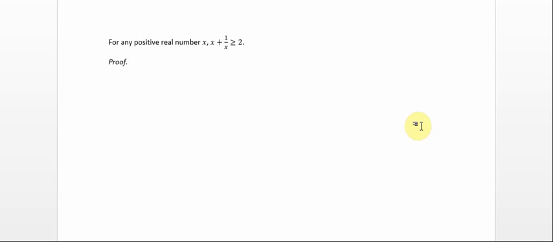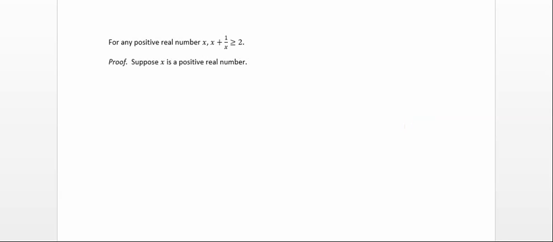Now, how do we go about proving this? Direct proof, right? So hypothesis and conclusion. What is our hypothesis? What is our conclusion? Well, the only hypothesis we really have is that we have a positive real number. No special properties about it. We can't say odd or even because it's a real number. It's just a positive real number. So suppose x is a positive real number.